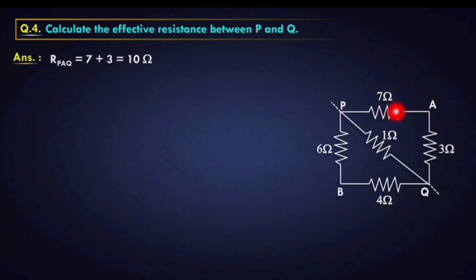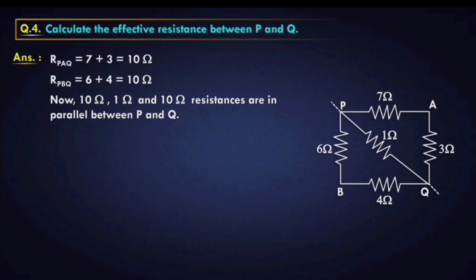Here the 7 ohm and 3 ohm are in series connection. Okay, similarly 6 ohm and 4 ohm are in series connection. So for triangle PAQ we will find the resistances that are in series connection. We will add 7 ohm plus 3 ohm, we will get 10 ohm. Similarly for triangle PBQ we will add this 6 ohm and 4 ohm, we will get 10 ohm. Now 10 ohm, 1 ohm and 10 ohm resistances are in parallel between P and Q.